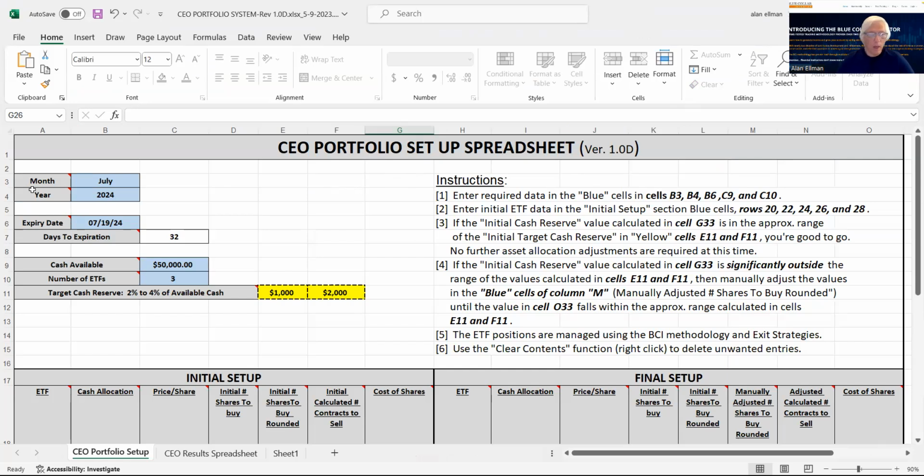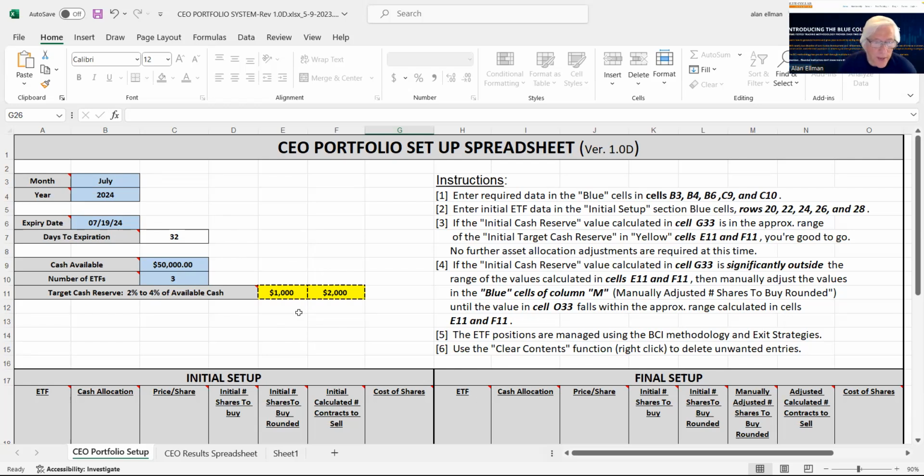Now, we're looking at the July 2024 contracts. The expiration date is 7/19. Today's date is 6/18/24. The spreadsheet tells us 32 days to expiration. I told you we're going to assume 50,000 cash available, 3 securities, and this spreadsheet will tell us we should have set aside between 1 and 2,000 in cash reserve in case we have to execute an exit strategy where we have to buy back the option. All right, this is a guideline. It could be a little more or a little bit less, but this is a guideline.